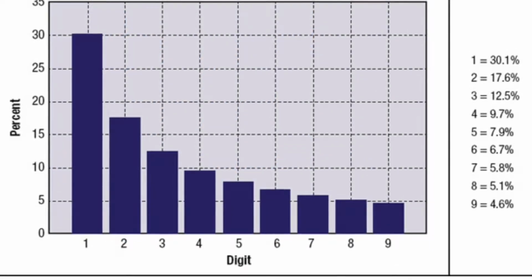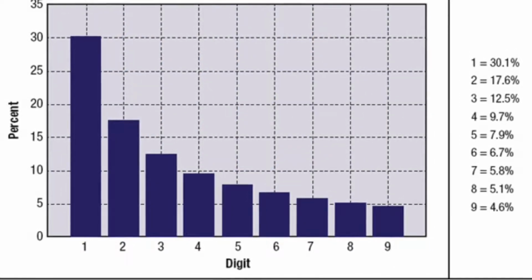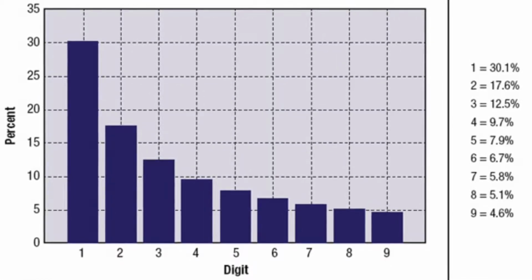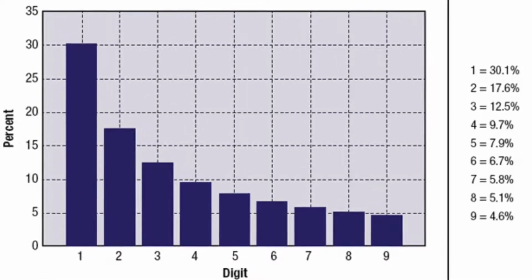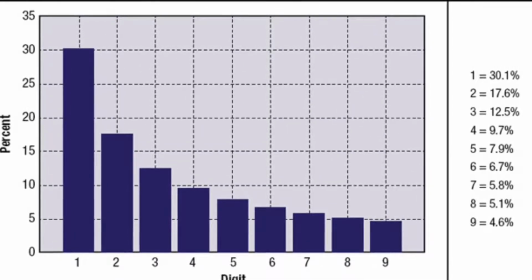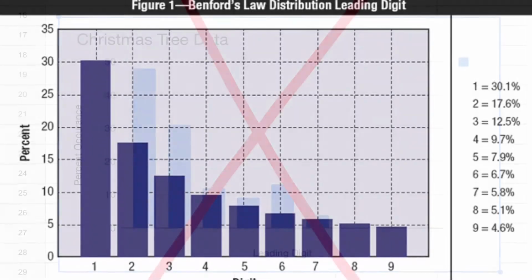It deals with the distribution of leading numbers in data sets, where the most common leading number is usually 1. It is followed then by 2 and 3, and so on, with each leading digit occurring less than the previous. This graph was retrieved from the Information Systems Audit and Control Association.